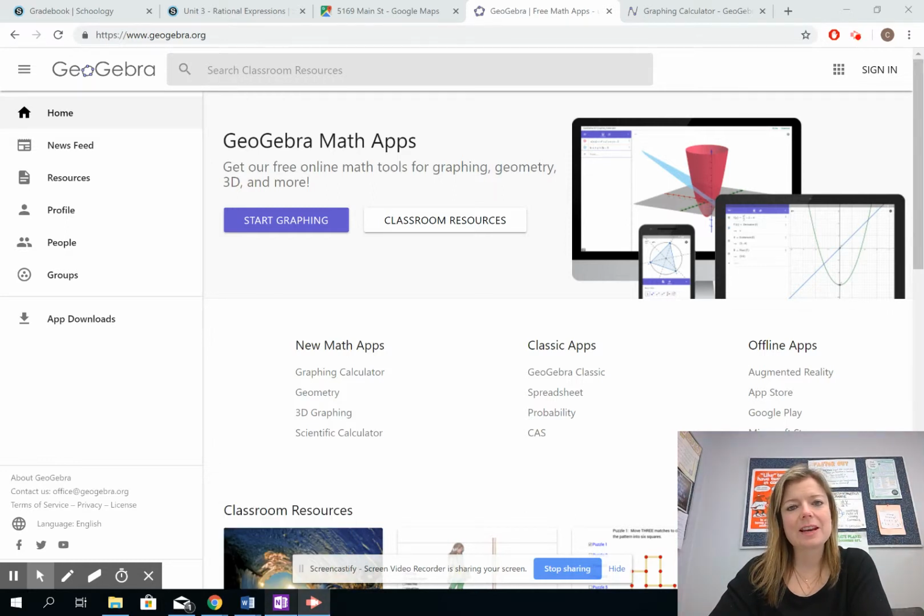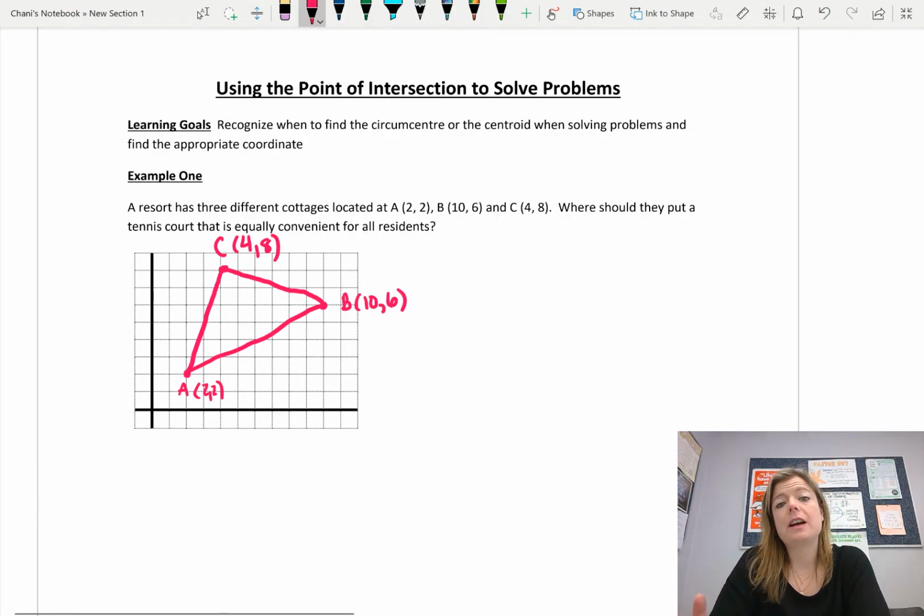Hello, class. So now that we have learned how to find the circumcenter and the centroid, we are going to use them to solve problems. So the general rule is that if you're trying to find something that is the most convenient location for people, or it just comes out and says the equidistant point, you want to use the circumcenter, okay?